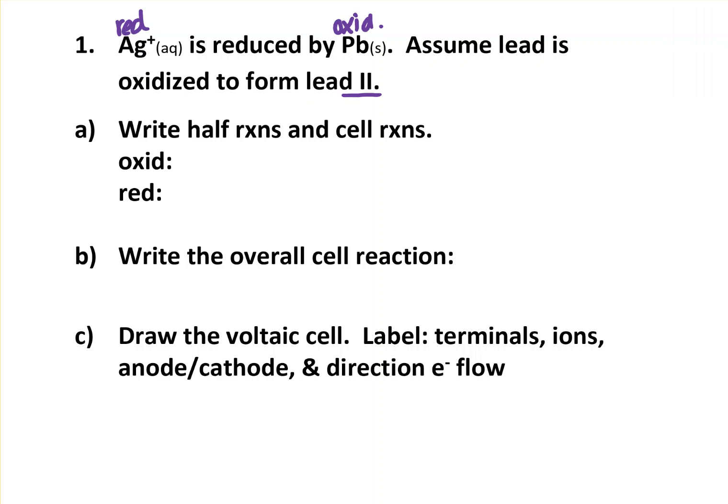So for the oxidation reaction, I'm going to start with the lead, that's the solid, and I'm going to oxidize it to lead 2+. And then I'm going to balance that, figure out my electrons. The electrons always go on the more positive side, so I need 2 electrons here to have that make sense. And again, oxidation takes place at the anode, so I'm just going to note that here.